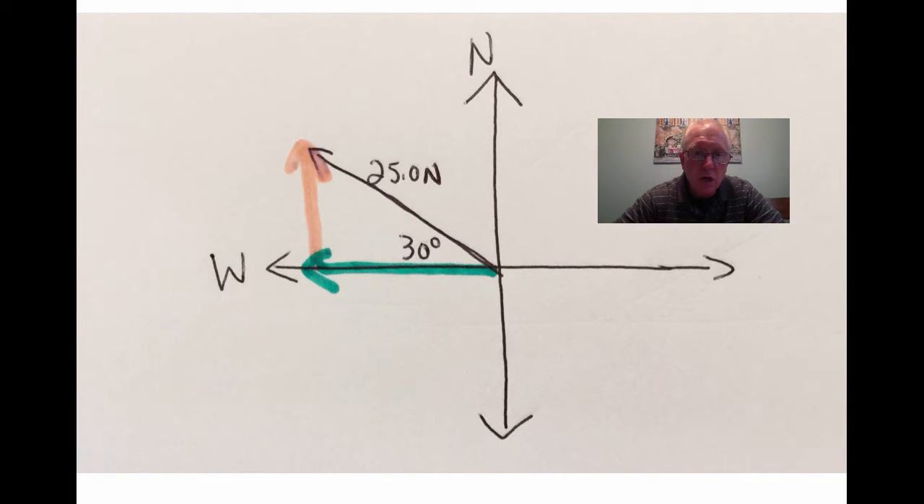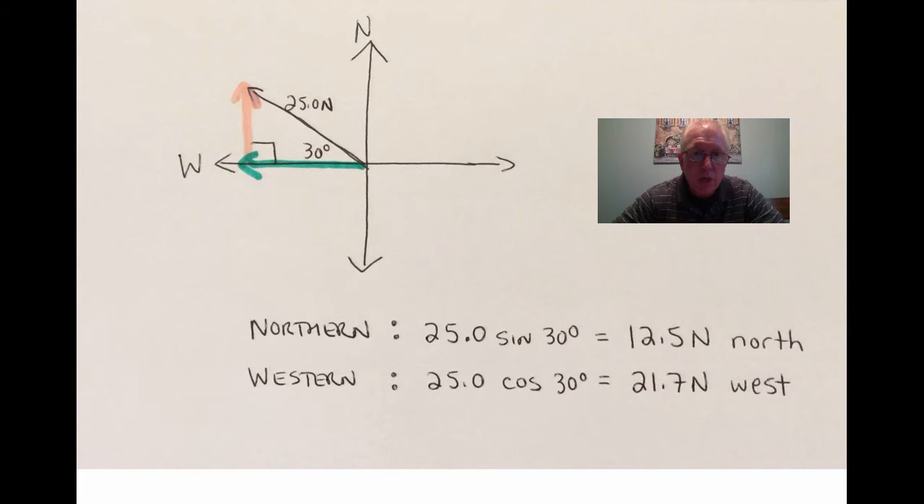In green is the western component of that force, and then the part that goes to the north is in reddish color over here. So the green is adjacent to my 30-degree angle, and the red over here, the northern component, is opposite the 30-degree angle. So, with a little bit of trigonometry, I can break these into its parts. Since the northern component is opposite the angle, I'm going to use the sine to find out what's going on in the northern direction. Turns out that the sine of 30 degrees is 0.5, so I'll have 12.5 newtons to the north.